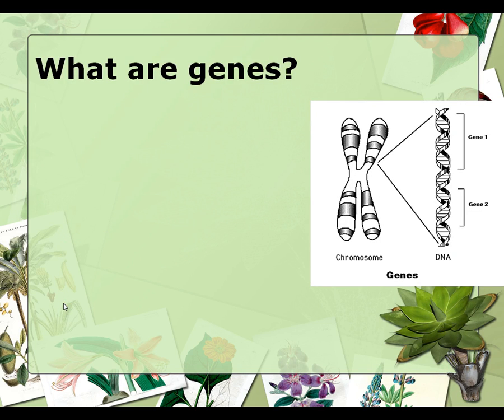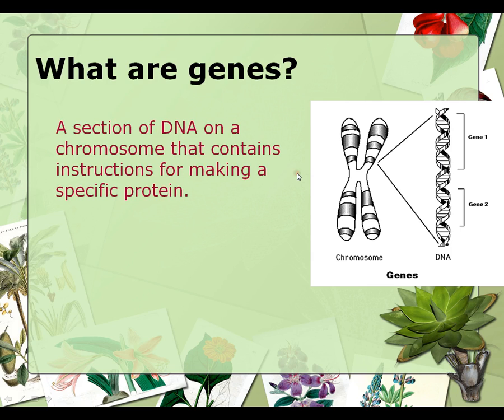A quick review of genes. Here are the chromosomes we studied in our last chapter. We know that the chromosomes are made up of tightly coiled DNA. Well, each section on the DNA codes for a specific protein or other macromolecule. That is a gene.